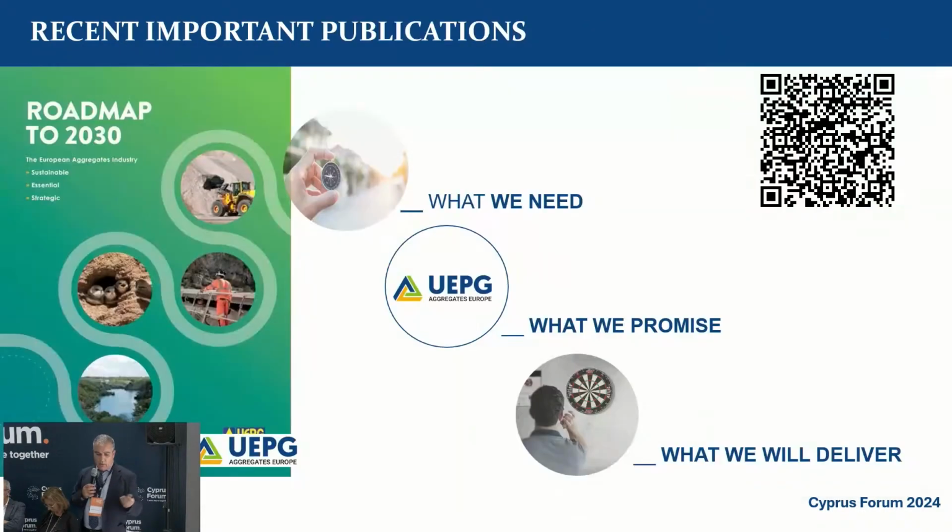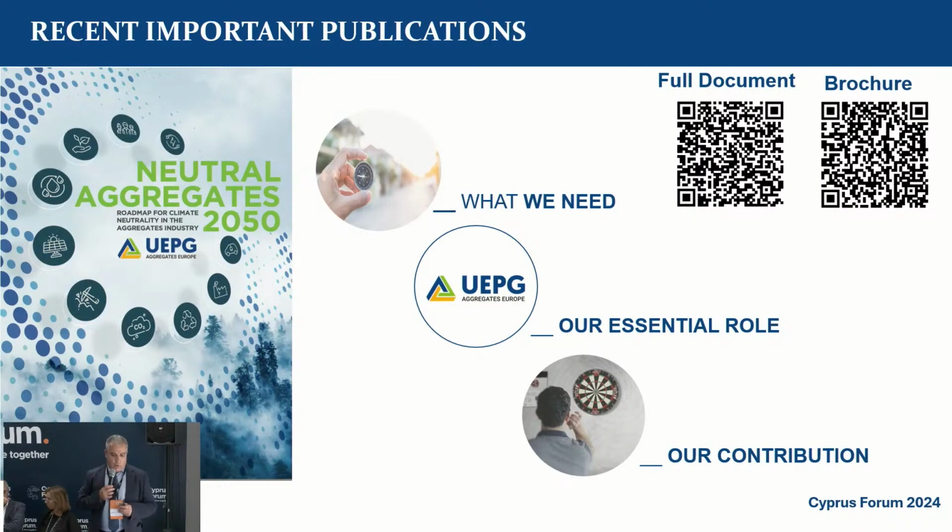Many interesting publications. One of our important latest publications is our roadmap to 2030, where we say what we need, what we promise, and what we will deliver in order to be sustainable and responsible. Of course, we need a few things also from the policymakers. Another important publication is our roadmap to neutral aggregates, as we say. The CO2 footprint of aggregates is only 4.5 kilograms per ton of aggregates produced. And very easily we can go to zero. In this publication, we explain how we can go to zero. It's very easy. If we have green electricity and electrified machinery, these big caterpillars, as you know, in the near future, very easily we will go to zero.